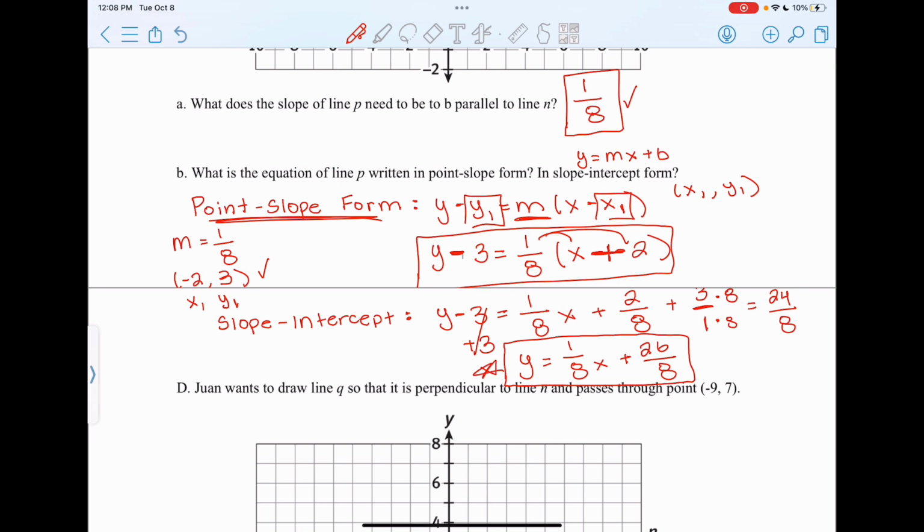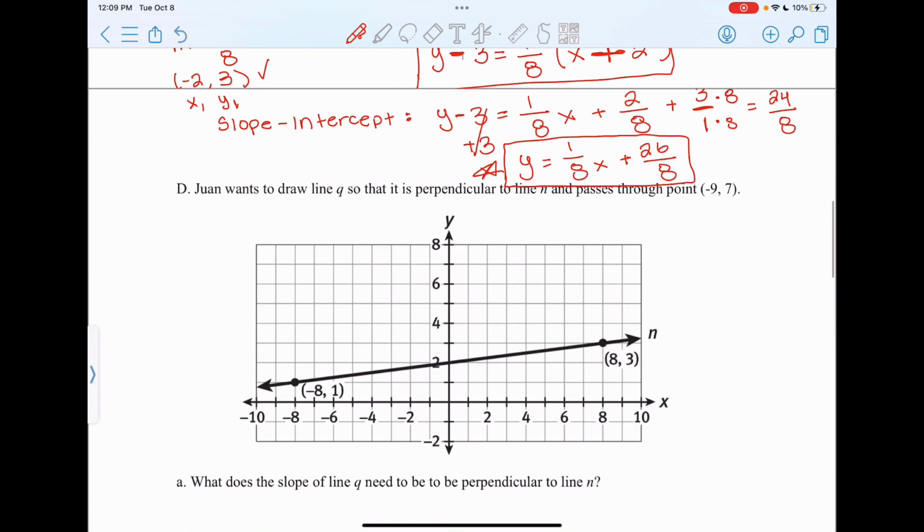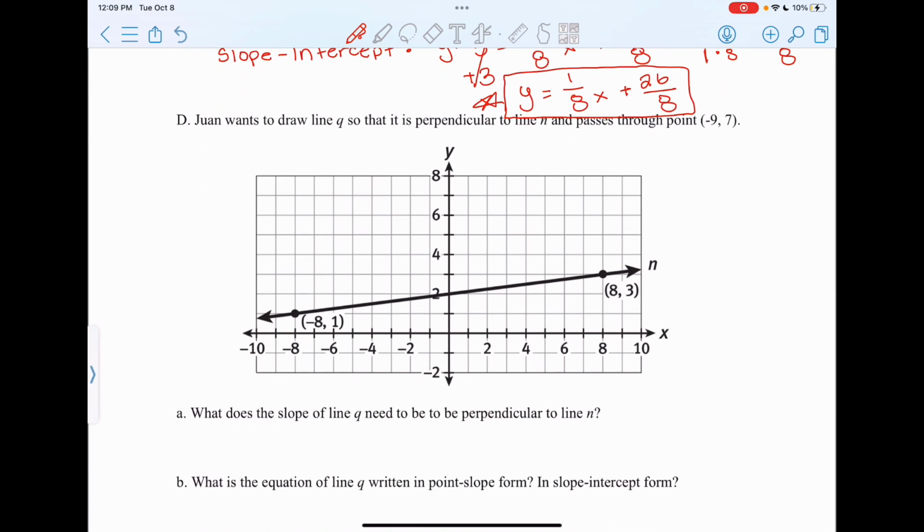Let's try this one more time, but with a perpendicular line. Juan wants to draw a line Q so that it is perpendicular to line N and passes through the point -9, 7. So it needs to pass through this point right here and be perpendicular to line N. So something like this. So we know from last time that the slope of line N was 1 over 8.